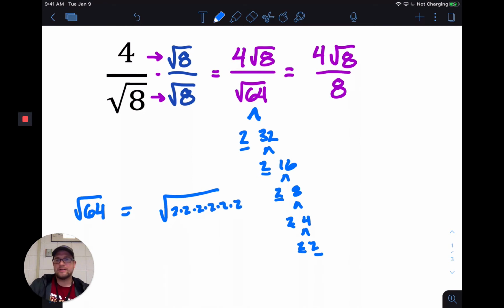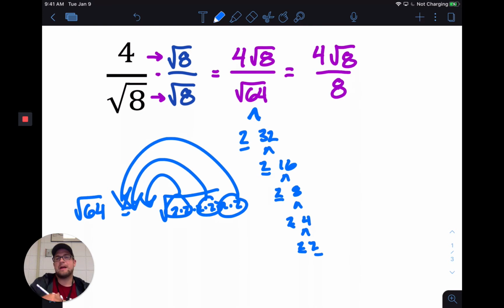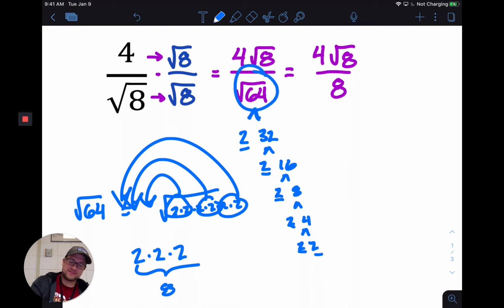And just like we were doing yesterday, anytime I have a pair of 2's or a pair of the same number, I can pull it to the outside, right? Doing the 2 for 1 special. So I'm going to have 3 2's on the outside, and those get multiplied together to give us 8. So in fact, we can see that the square root of 64 is in fact 8.